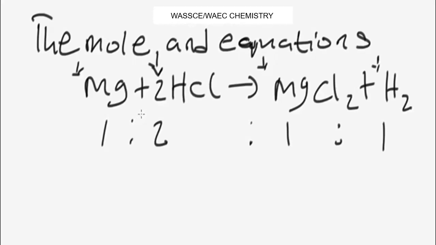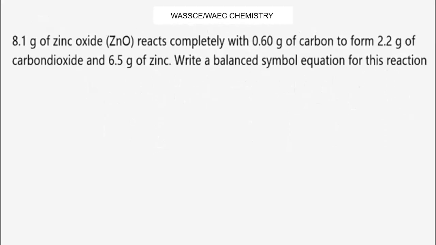Let's look at how you can balance equations using reacting masses. Now this is very important. Let me bring a typical question we will use to explain this, and we proceed from there. Let's write this and look at the typical question. Okay guys, look at this question.